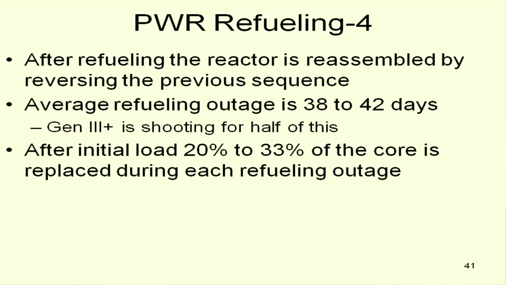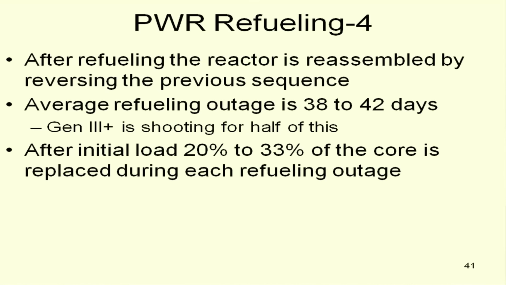After refueling, basically you just reverse the process of putting it back together. The average refueling outage is in the neighborhood of, what I found was, 38 to 42 days. Generation 3 plus reactors are shooting for half of this, trying to get another couple of weeks of operation. And in each refueling, 20 to 33% of the core is replaced during each refueling outage.